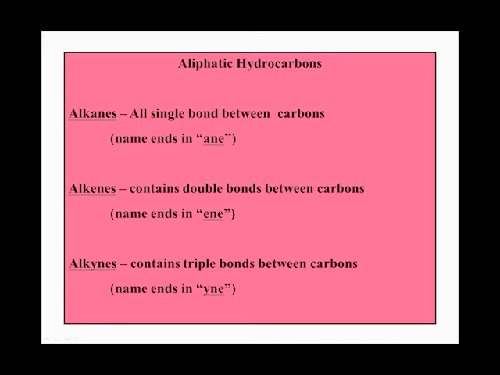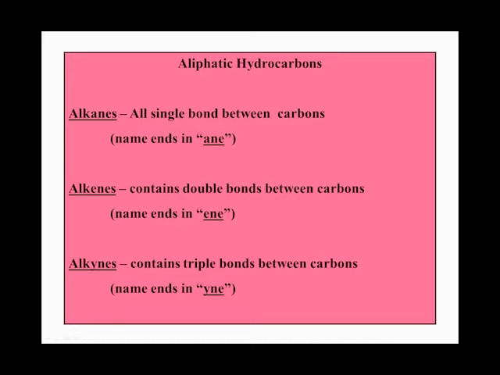Aliphatic hydrocarbons fall into 3 major categories. Aliphatics mean chained hydrocarbons. Alkanes have all single bonds. The name for any alkane ends in ane. For example, methane, ethane, propane, etc.